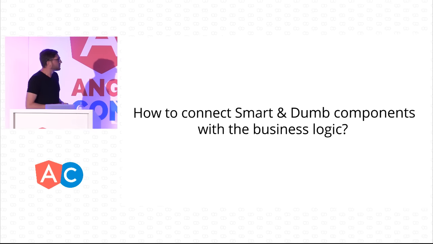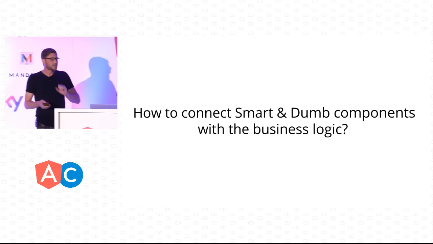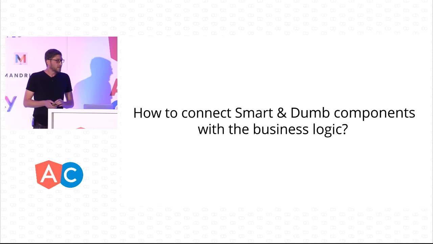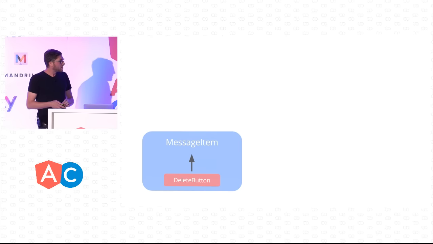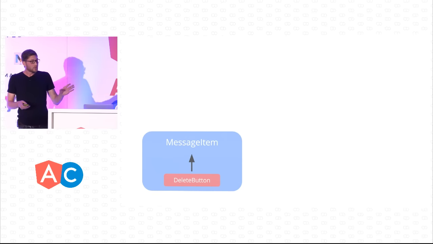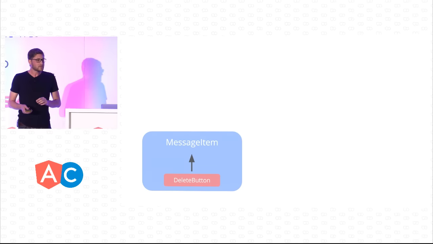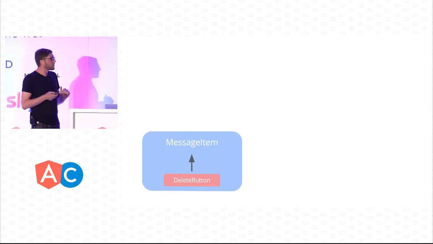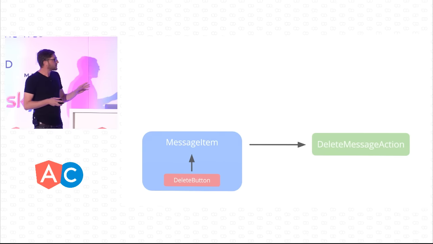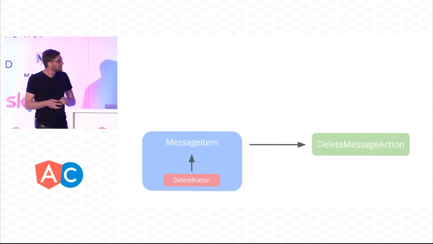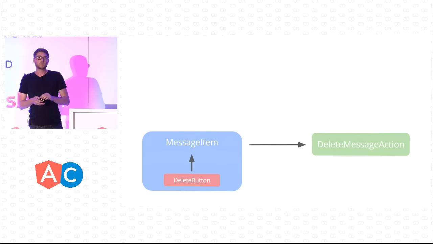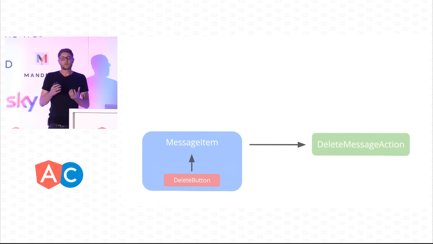So next, how do we actually connect these smart components with the business logic? I promised you to speak about the injections we had in our controller. Let's trace that from a more practical approach. We want to execute now this delete action that Gernot just mentioned. Our user will click on the delete button here. It will invoke our message item smart component. And our message item smart component, as you saw in the example just a couple of seconds ago, will invoke our delete message action. The delete message action is basically the prime thing that couples our business logic.